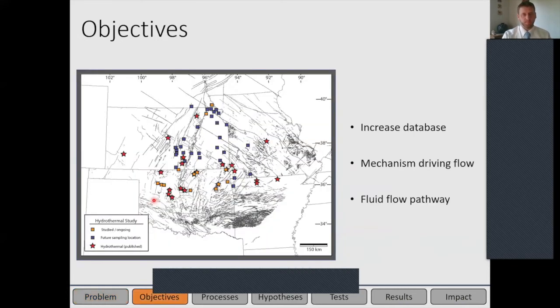And so the objectives then for my project are to increase the database. What you're looking at is that same map. You can still see those red stars in which we know there's hydrothermal, we have evidence for hydrothermal mineralization in publications. And now we see these orange squares. Those are where I've been looking at samples, I've collected data. And then the blue squares are really what I'm hoping to accomplish over the next couple of years. So doing that, getting this data, I believe I'll be able to identify mechanisms driving flow and that fluid flow pathway.